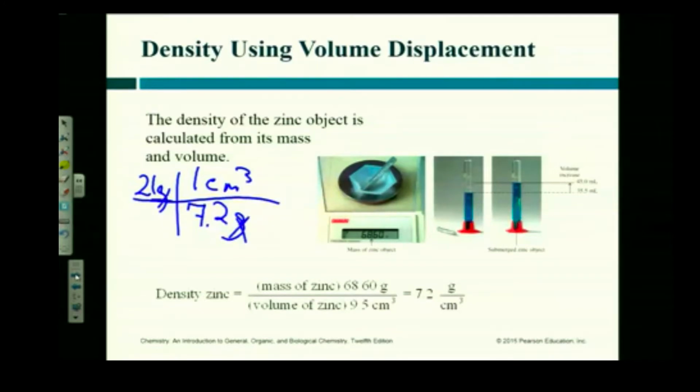What's that? 2.9? Roughly 3, right? 2.9 cubic centimeters. See how we're going to use density? Just like we've been using other conversions. Same thing, okay?